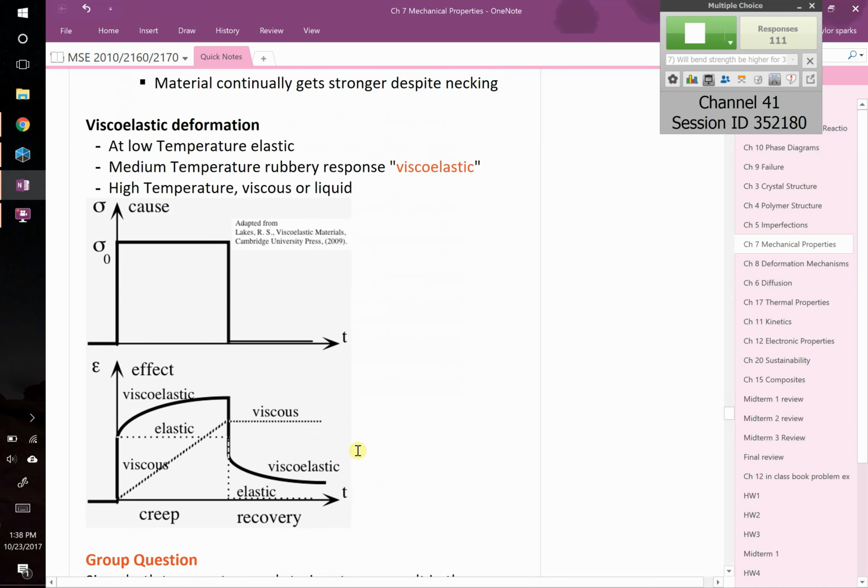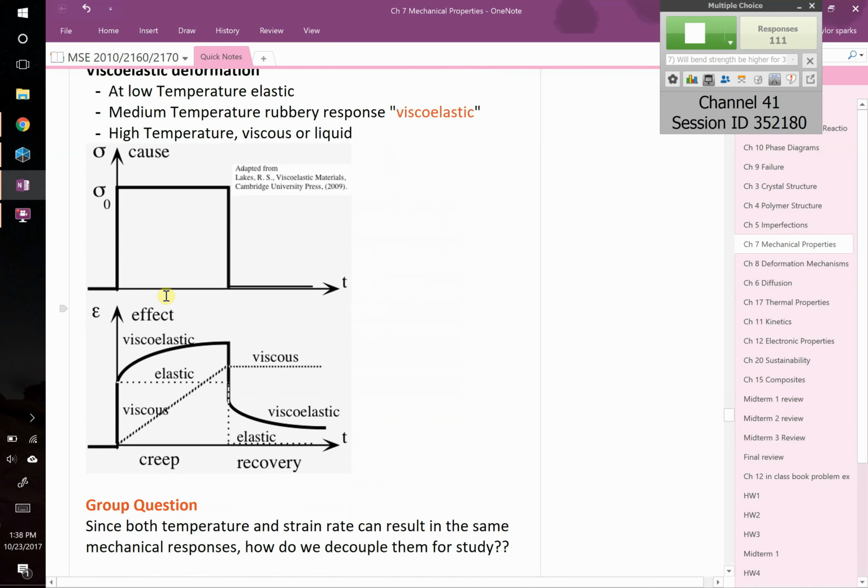Okay, viscoelastic, we've already talked about this. With an elastic material, when you apply a stress instantaneously like that, you get an instantaneous elastic response. But a viscoelastic material is one like the dark line, where it gets this initial elastic part, and then it's going to rise slowly, right?